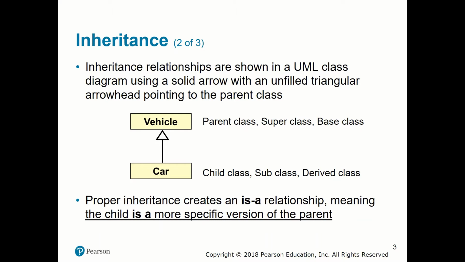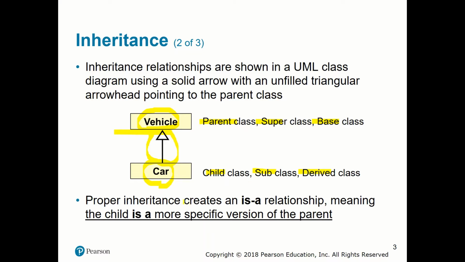Inheritance relationships are shown in UML class diagram using a solid arrow with an unfilled triangular arrowhead pointing to the parent class. So this notation is the inheritance, and vehicle is the parent, and car class is a child class. So vehicle is parent, super, or base class, we call like this, and car is called child class, subclass, or derived class.